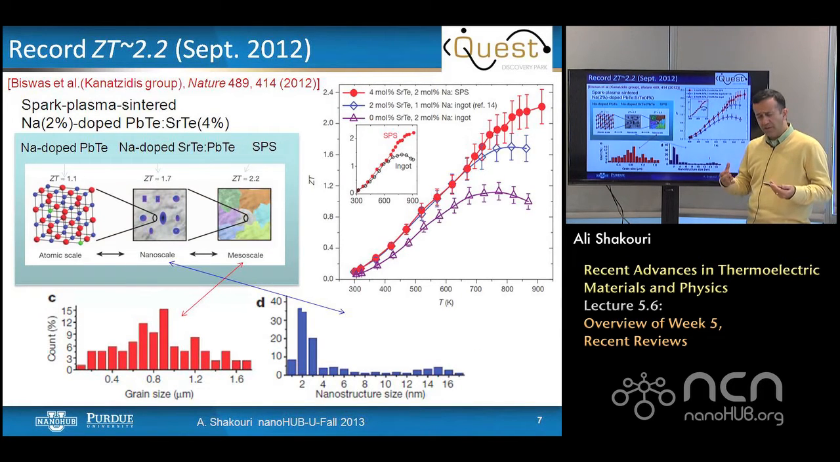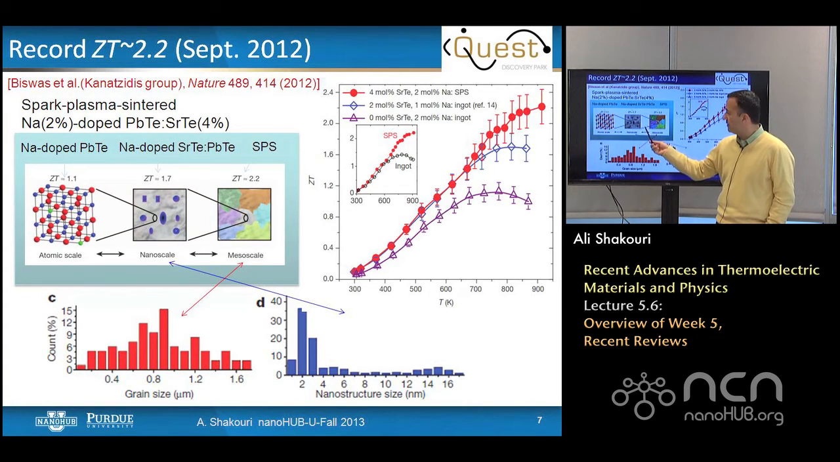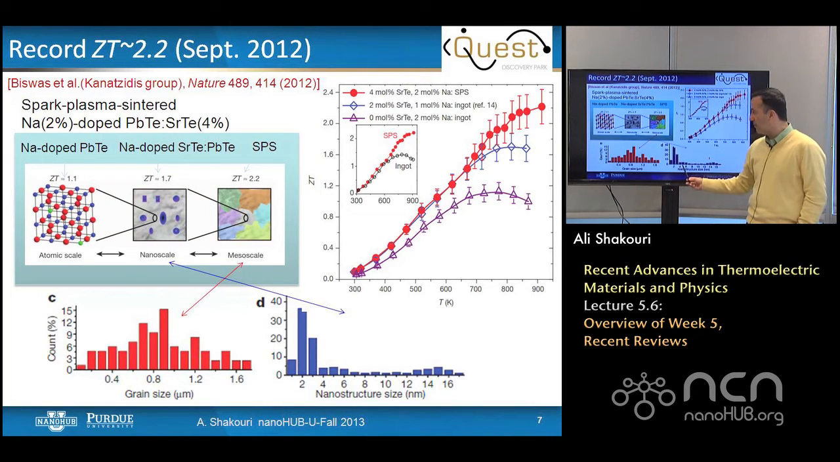Then we went on to describe the state-of-the-art thermoelectric material, a ZT of 2.2. Basically, the high ZT at high temperature was achieved by having two types of nanoparticle or scattering centers. One is at the nanoscale, a couple of nanometers, and the other uses grains at micron scale. And that's how this high performance was achieved using Spark Plasma Sintering type material.